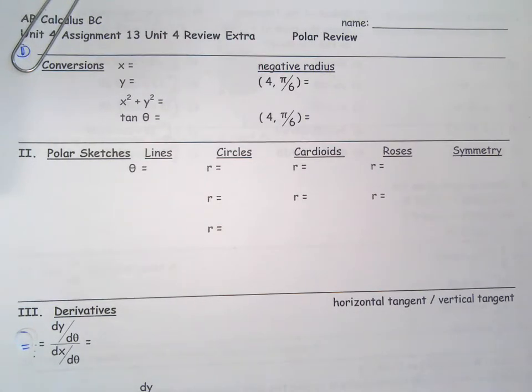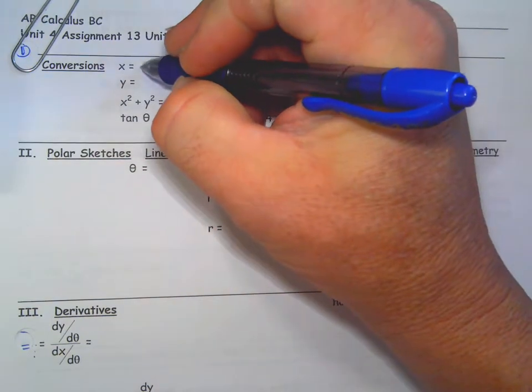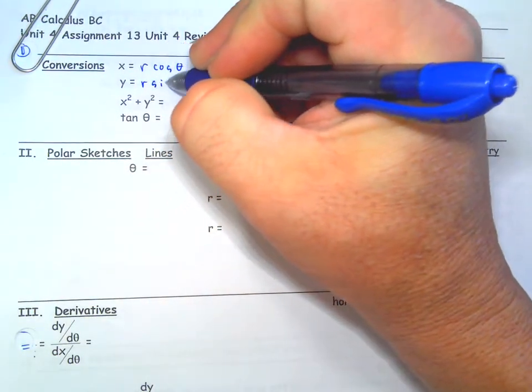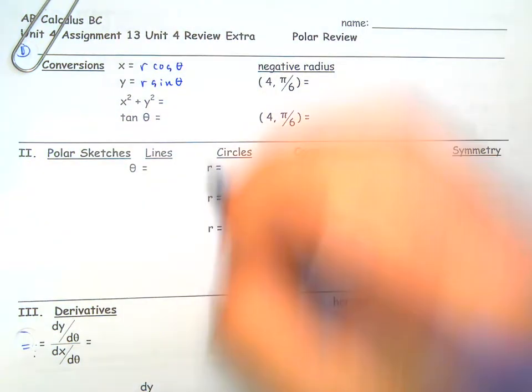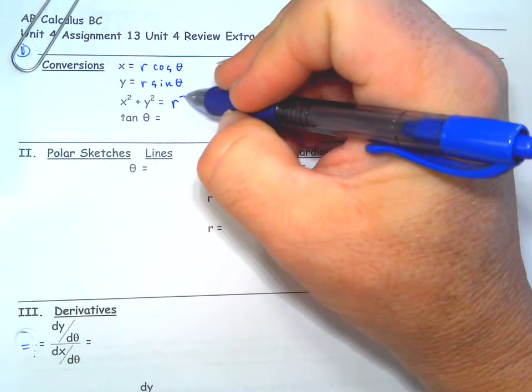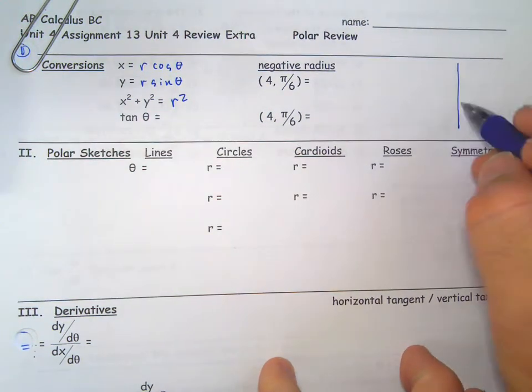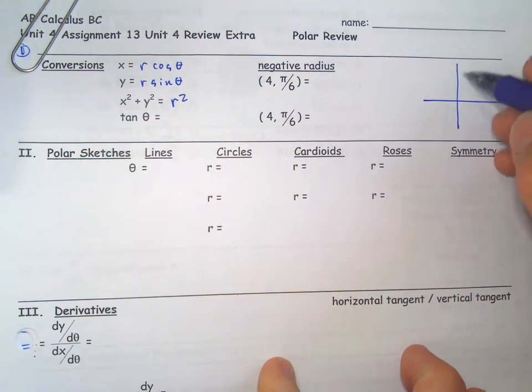It's sort of like a note sheet for some stuff, and there's a couple examples on the back. So, conversions: x equals r cosine theta, y equals r sine theta. You guys use those all the time. x squared plus y squared equals r squared. You could always draw a little picture over here to show those relationships. It's a pretty basic trig relationship.